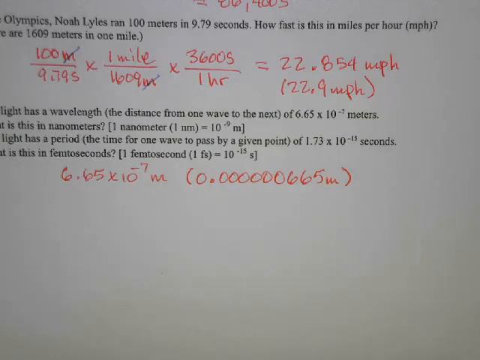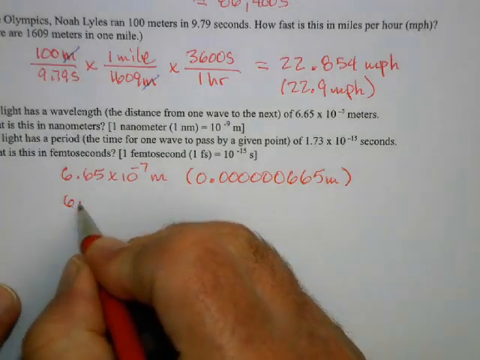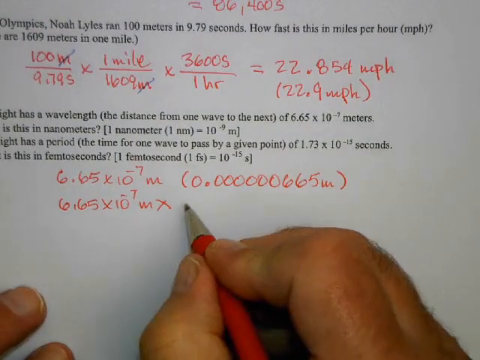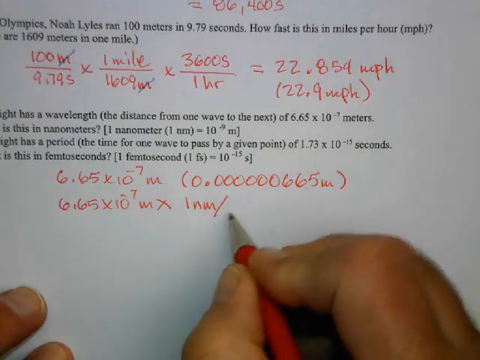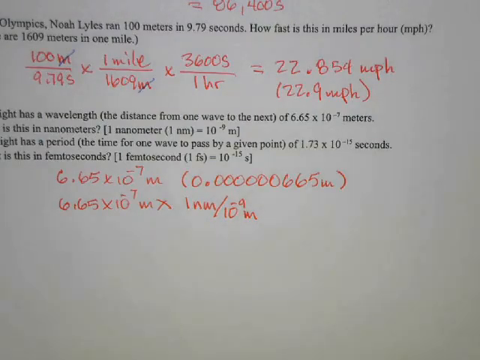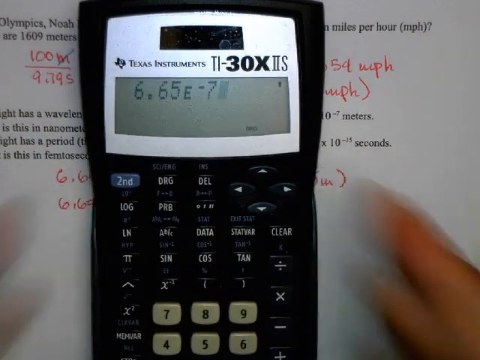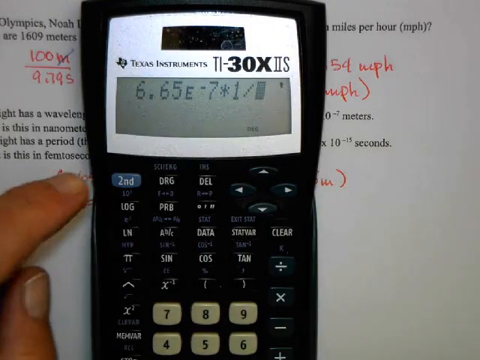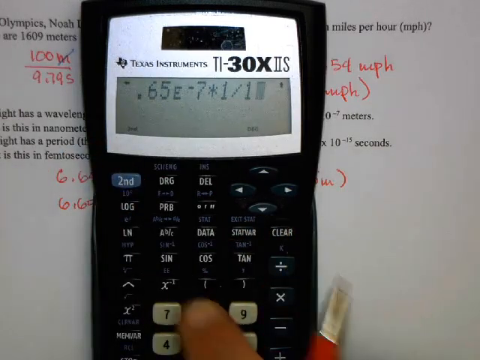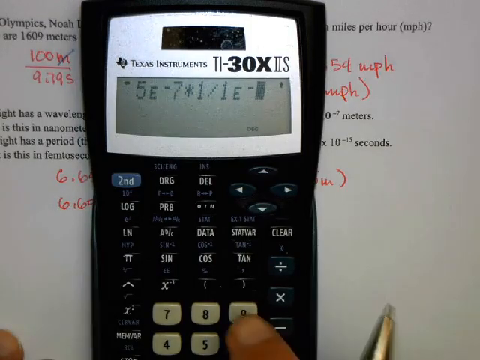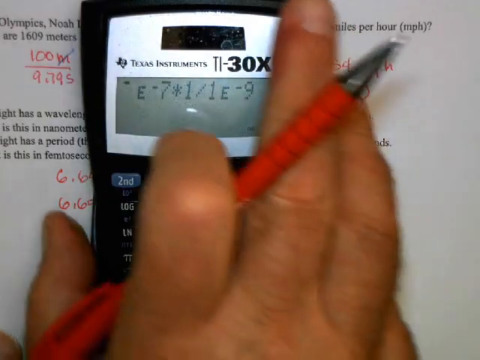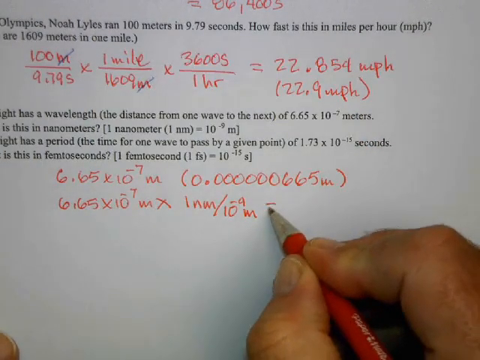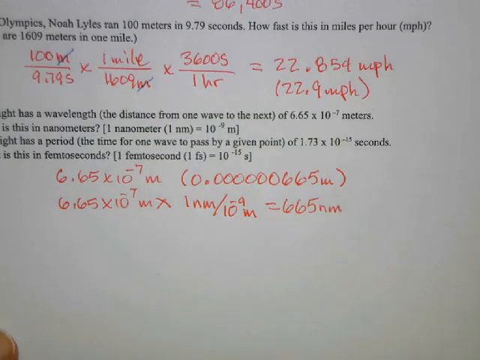So we're going to take our 6.65 times 10 to the minus 7 meters, and then times 1 nanometer, nm, over 10 to the minus 9 meters. Now, I do that on my calculator. So basically, I'm going to go times 1 divided by, now since I want that 10 to the minus 9, I'm going to do 1 and then second e to get that scientific notation part, negative 9. So that 1e negative 9, that's the same way as doing this. Go ahead and equals, and it turns out that's what it is in nanometers.